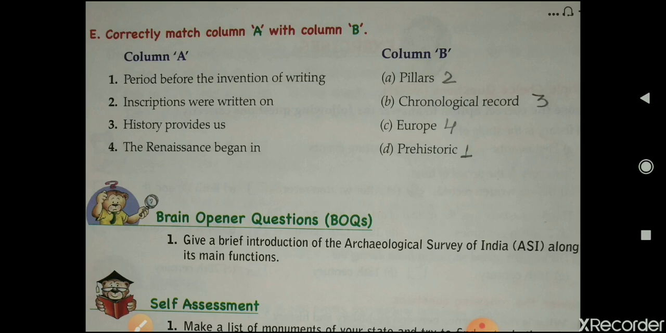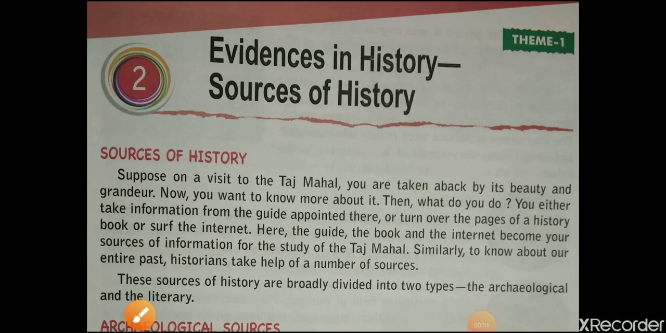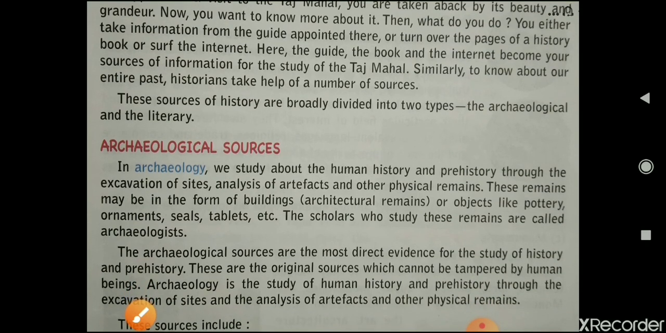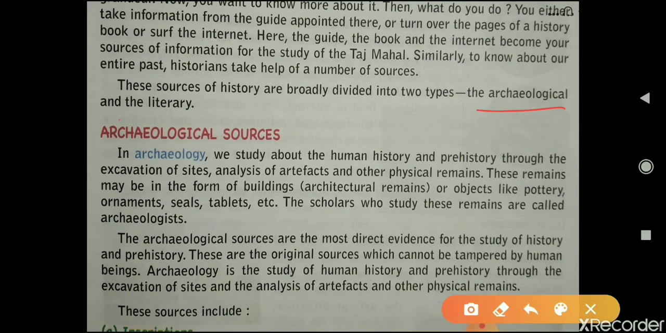Now second lesson, evidences in history. Sources of history means what are the sources of history. So the first sources, there are two types of sources, archaeological sources and literary sources.